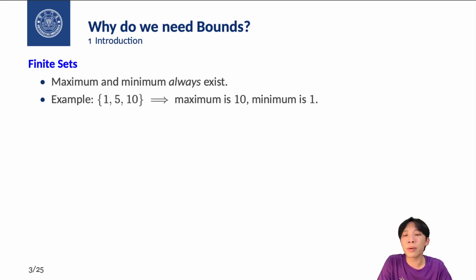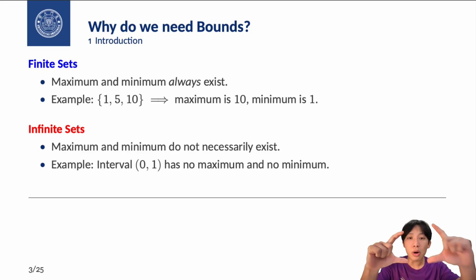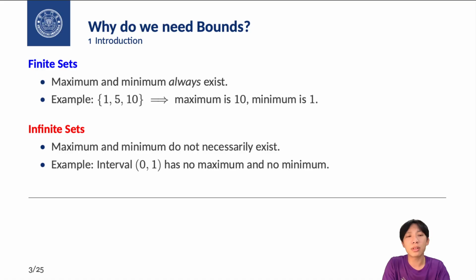The concept of a bound is very important. Every non-empty finite set must have a maximum and a minimum. For example, consider the set {1, 5, 10}. Obviously, the maximum is 10 and the minimum is 1. But for an infinite set, the maximum and minimum might or might not exist. For example, the open interval (0, 1) has no maximum and no minimum.